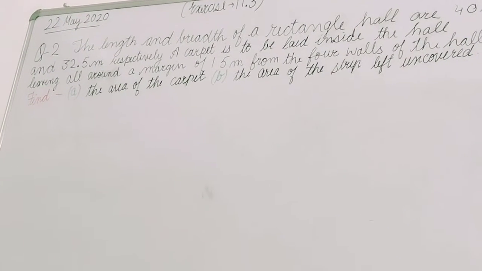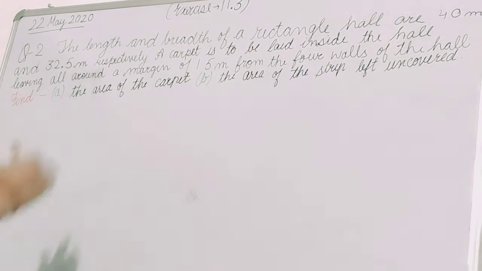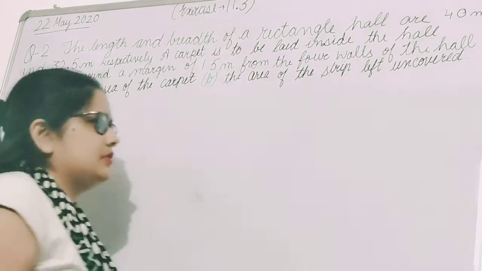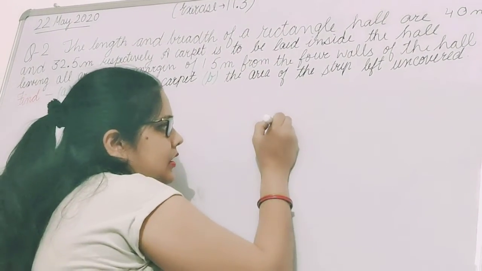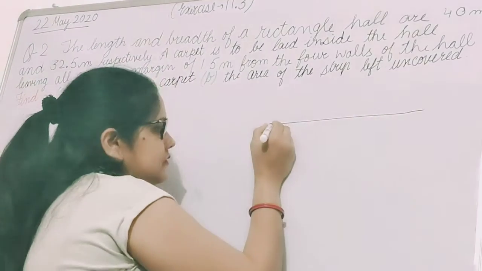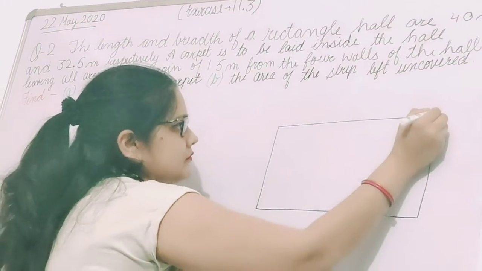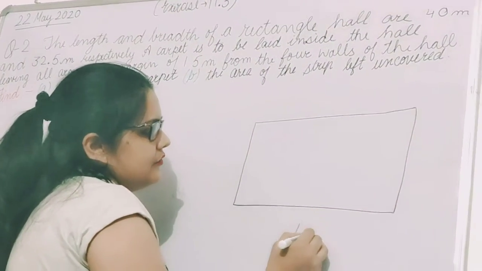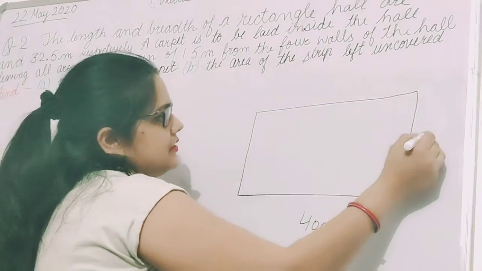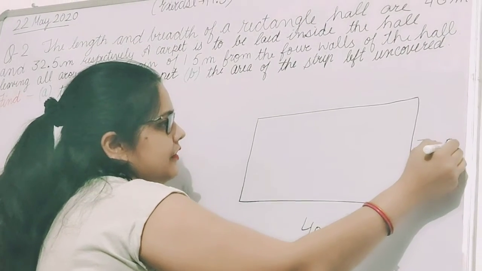Question number two. The length and the breadth of a rectangular hall are 40 meter and 32.5 meter. So first we have to draw a hall. Length is 40 meter, breadth is 32.5 meter.